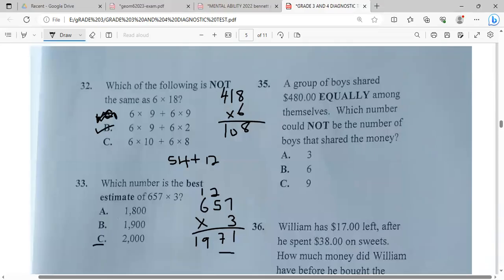A group of boys shared $480 equally among themselves. Which number could not be the number of boys that shared the money? So basically, you want to find out which number cannot go into 480 without a remainder.